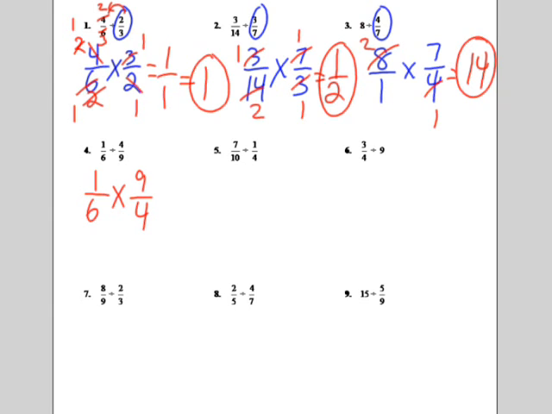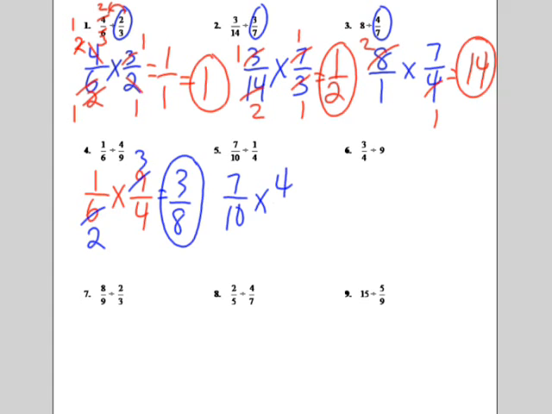So the 6 and the 9, you can cancel those out. 3 goes into each of those. And then you just multiply the numerators and denominators. It'd be 3/8. Let's try the next one. Keep, change, flip. Remember, you only flip what comes after the division symbol.